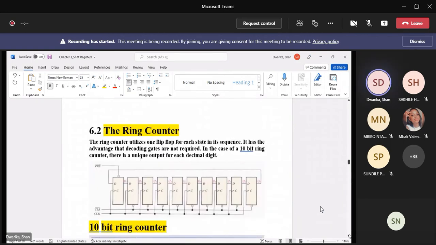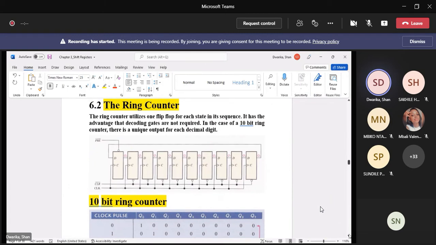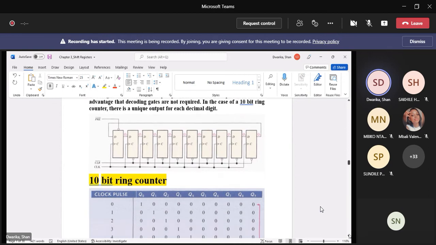The next one describes a ring counter. The ring counter utilizes 1 flip-flop for each state in its sequence. It has the advantage that decoding gates are not required. In the case of a 10-bit ring counter, there is a unique output for each decimal digit. So basically, in this one here, you have 10 D-type flip-flops, and the Q output of the last flip-flop is fed into the D input of the first flip-flop.